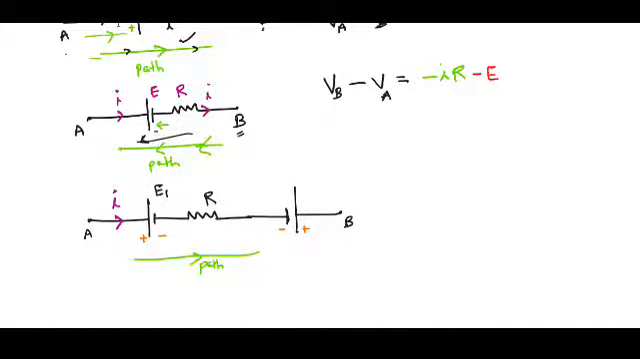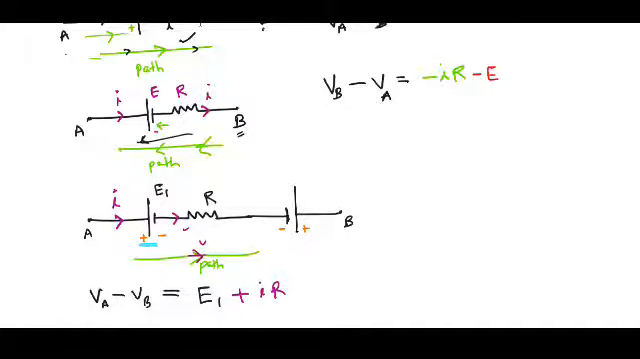Then the potential difference between the two points, VA minus VB, is equal to, while going from A to B, first I see the battery whose terminal is positive. Therefore, I write plus E1, and the current is going from A to B. The path and the direction of current are both along the same direction. Therefore, I will write this as plus IR.